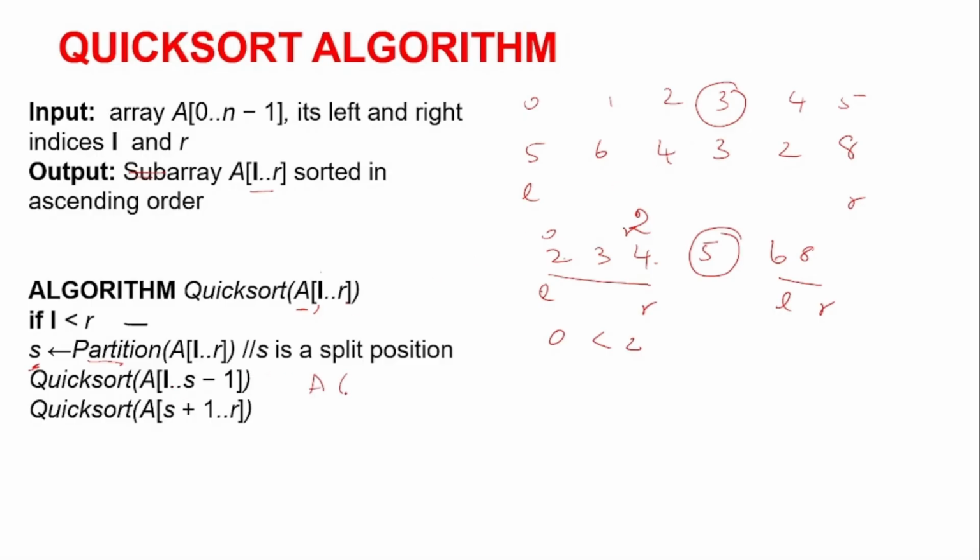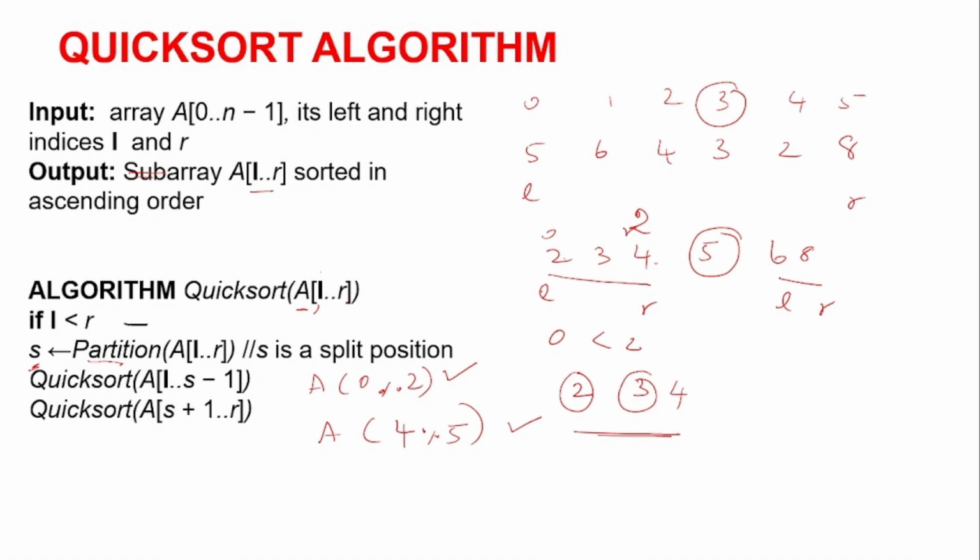So here A of 0 comma 2 is one subarray and the next subarray is S plus 1 to 4, comma 5. So limits 4 to 5, then 0 to 2. This is one subarray and this is another subarray. You should keep on dividing this into 2 and this into 2 until you get a single element. Suppose you get 2, 3, 4, which is already in sorted order. 2 is in its proper position, 3 is the pivot element and already in its proper place, only 4 remains.